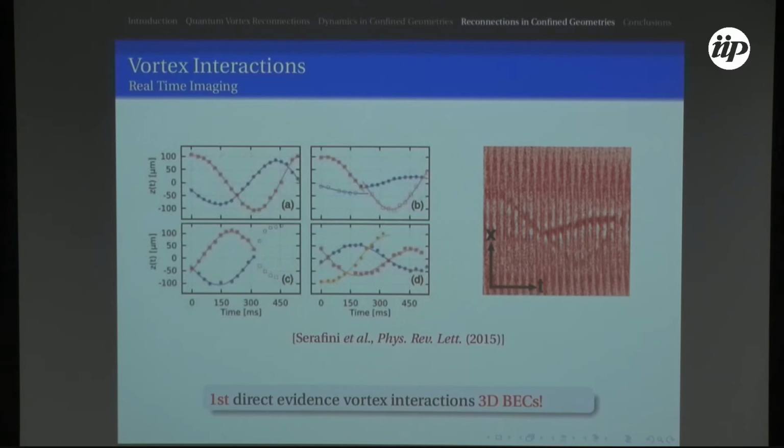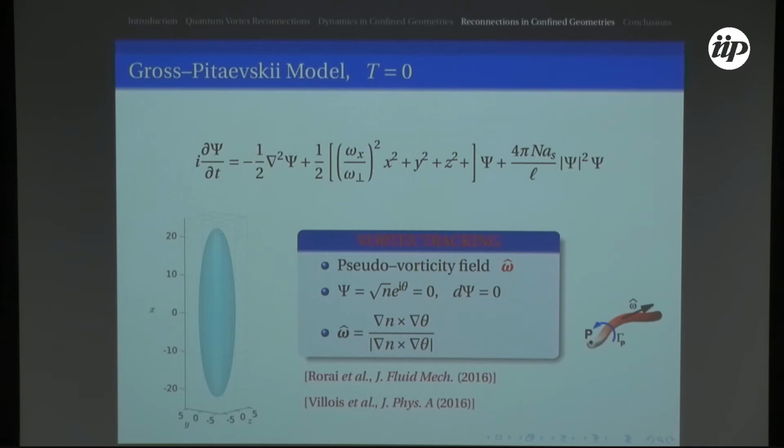So we did these numerical simulations. We tracked the vortices with an algorithm of the same spirit as the algorithm by Davide, Giorgio, and Alberto, which takes into account the fact that here we are in a trap system, so the density goes to zero, and this creates problems in tracking the vortices near the edges. So there's a small correction, let's say, to the algorithm for homogeneous cases.